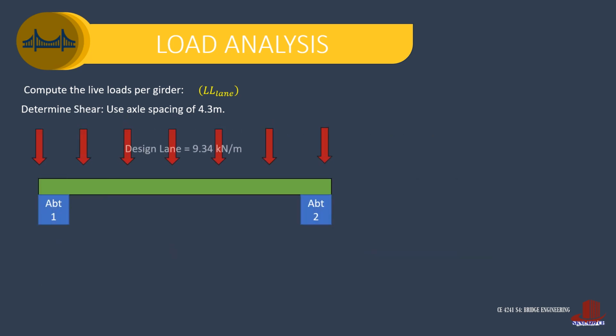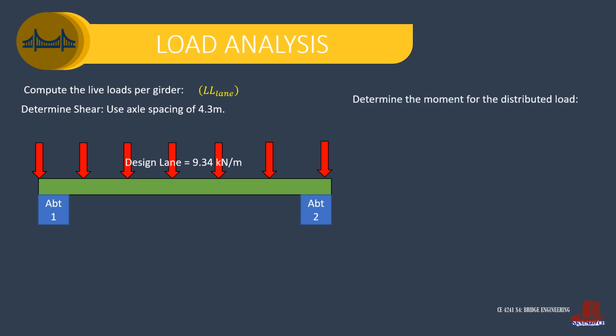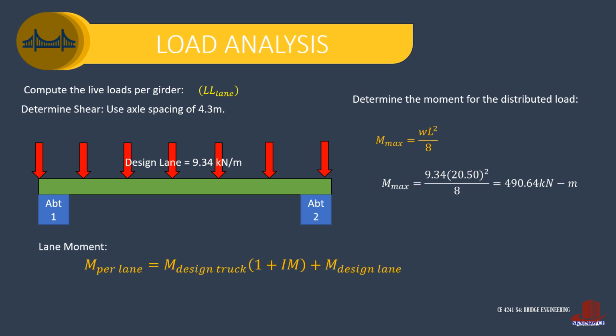Next is the moment from the design lane. For the uniformly distributed load, we take the moment by WL squared upon 8, or 9.34 times the square of 20.50 all over 8, and get 490.64 kilonewton meter. At last, the total moment is computed as the bigger moment from the design truck or tandem, multiplied by an impact factor, plus the design lane. In this example, we have 1,287.87 times 1.33 plus 490.64 and get 2,203.51 kilonewton meter.